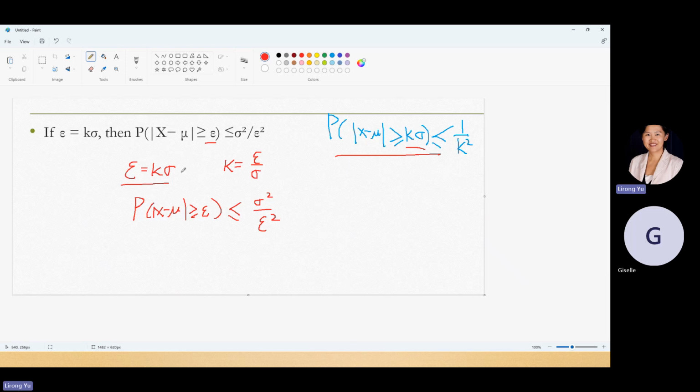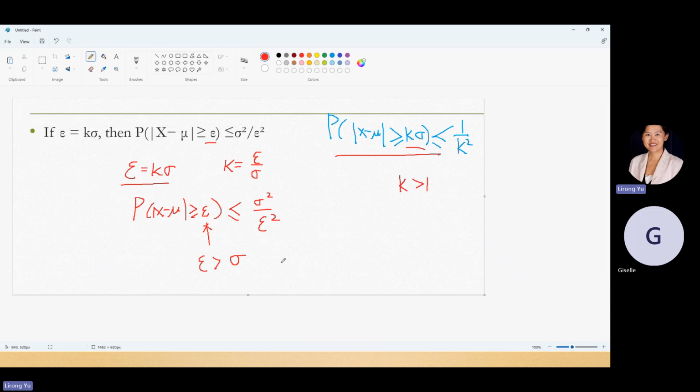So this gives us a way to write it in this alternative form. But there's this requirement, according to the Chebyshev theorem, that k has to be higher than 1. It has to be bigger than 1. Therefore, as a result, this epsilon has to be bigger than the standard deviation. So if you choose an epsilon that's really small, that can be a little bit conflicting.